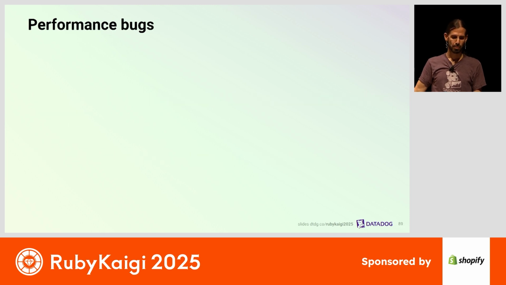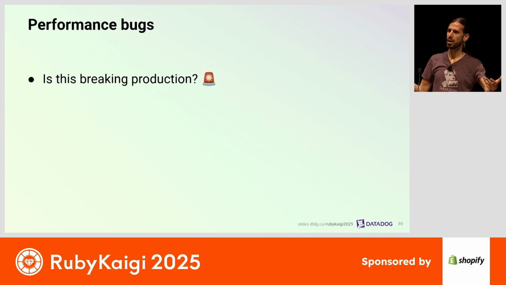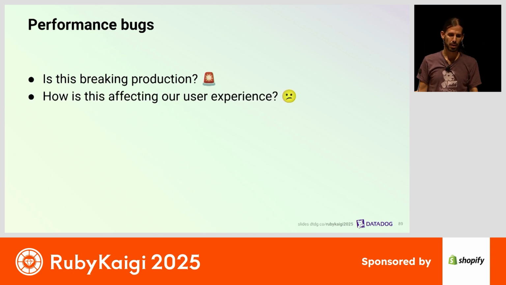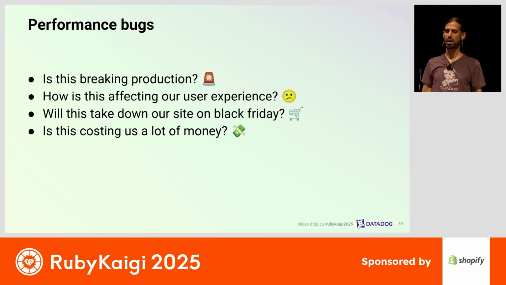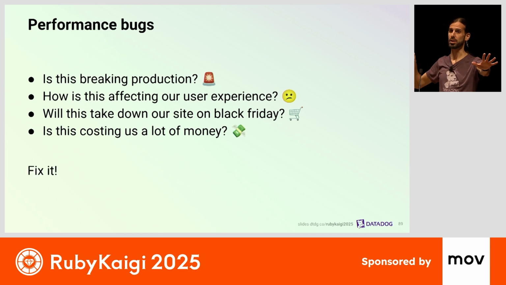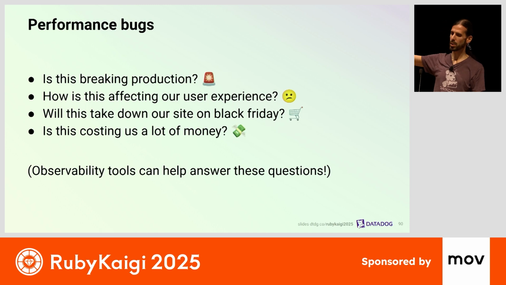When thinking about this, you should ask: is this performance bug breaking production? How is this affecting the user experience? Will this take down our site on Black Friday? Is this costing us a lot of money? If any of these are true, then you should usually fix this. And if you're not sure how to answer these questions, observability tools can help you answer what's the impact of this problem, and also where is this problem coming from.